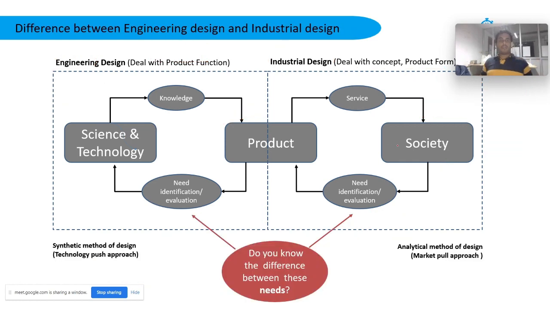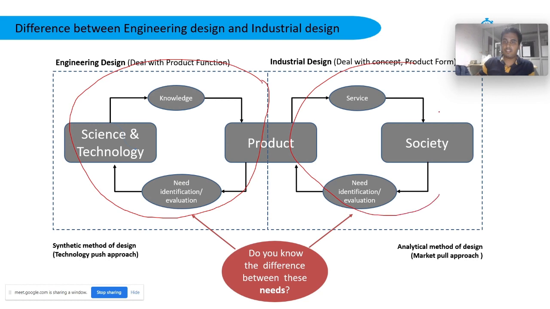Okay, so we already defined what engineering design and industrial design are by marking these two areas. I'm saying that this is engineering design and this is your industrial design, also called conceptual design, represented as form. This is also functional design, represented as engineering design or product function.